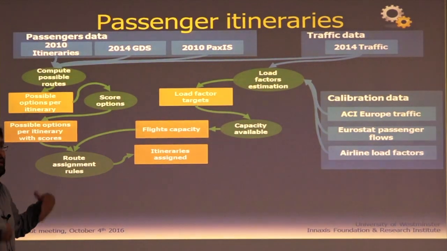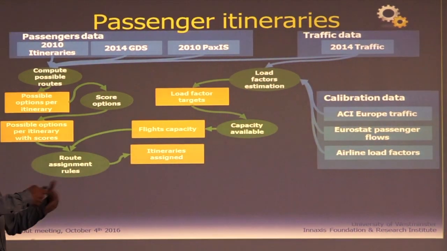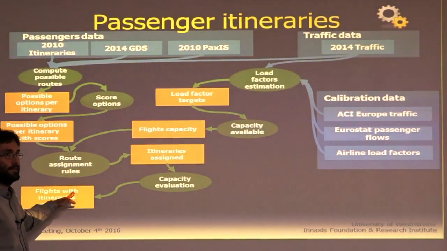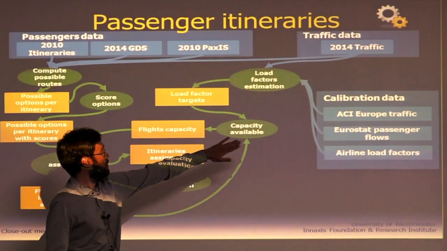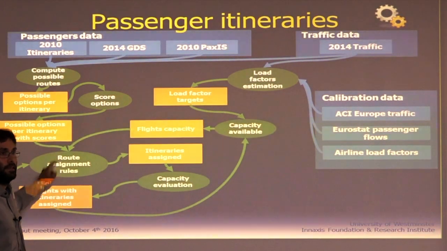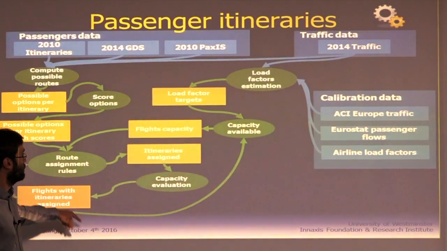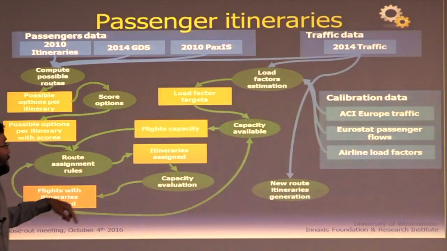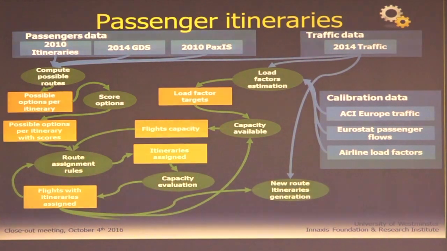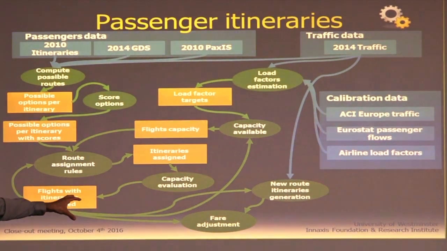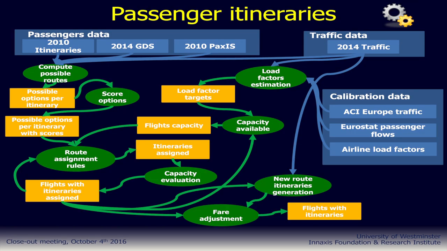Of course, when we do that, we may end up with some flights that are too full because we have put too many passengers. So there is a process of capacity evaluation to make sure that we are meeting the targets of load factors we want. That's going to recompute what is the capacity available that we have at that time. And then we can reassign the itineraries that still need to be assigned. So it's an iterative process. We have new routes in 2014 that are not captured by the itineraries, so we need to generate itineraries for those flights. And finally, as we are mixing data from 2010 and 2014, there is a fare adjustment to make sure that the itineraries and the fare of the passengers meet 2014 data.